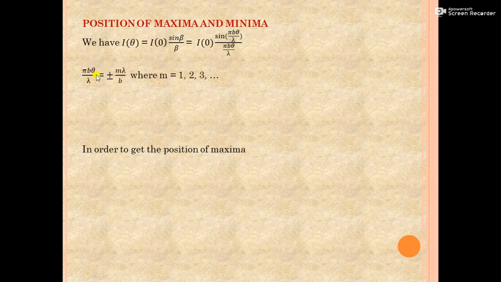And for pi b theta by lambda equal to plus minus m pi, this gives the value of theta equal to plus minus m lambda by b. So the first minimum occurs at theta equal to plus minus lambda by b.